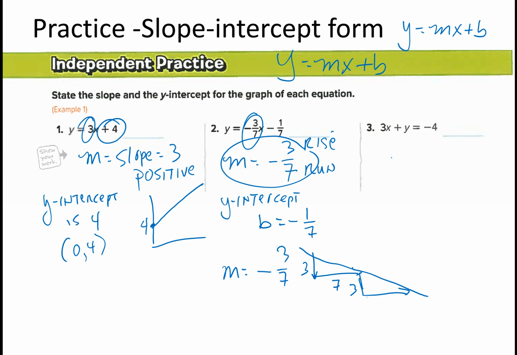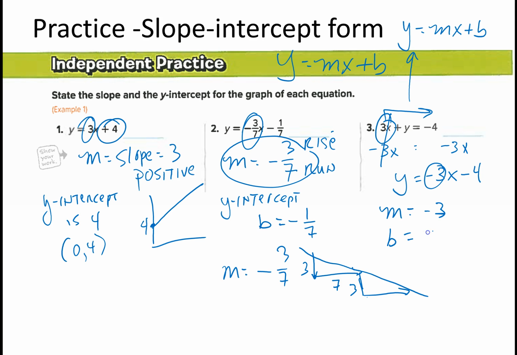All right, this problem. Now, there's a little trickery here because it has to look like this. Because it doesn't, I have to move this to this side. So I'm going to subtract 3x from both sides. And what do I get? This goes away, and I have y equals negative 3x minus 4. So my slope is negative 3, and my y-intercept is negative 4. Okay?